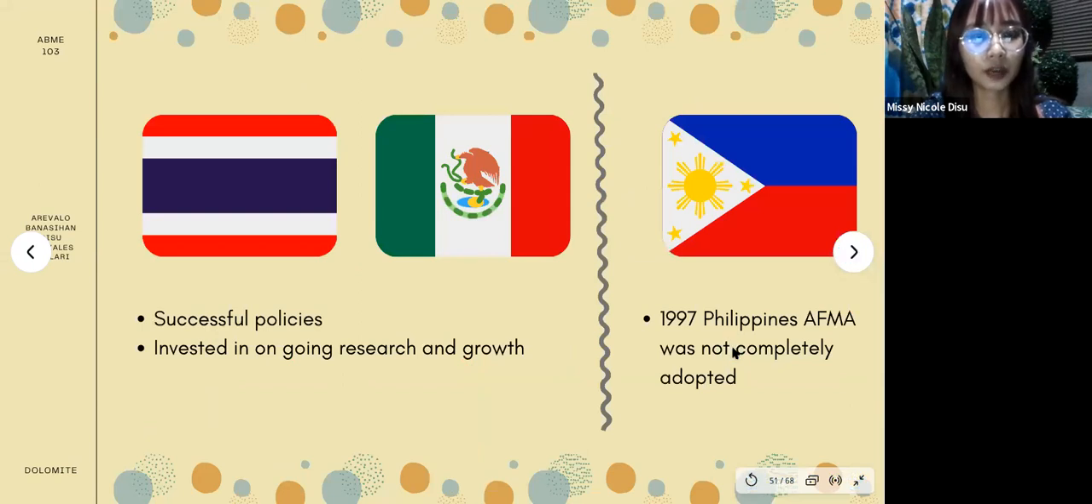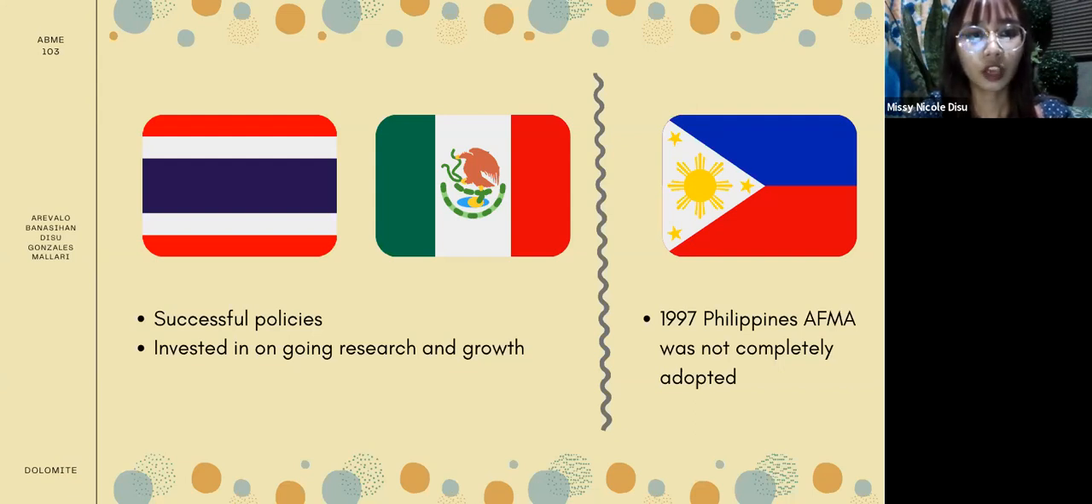Based on the benchmarking of the Philippines, Thailand, and Mexico, the following were concluded. Thailand and Mexico's policies were successful and contributed greatly to improving agricultural production as well as raising farmers' incomes. On the other hand, the Philippines' Agriculture and Fisheries Modernization Act of 1997 was not completely adopted, largely due to a shortage of support for its mandates.